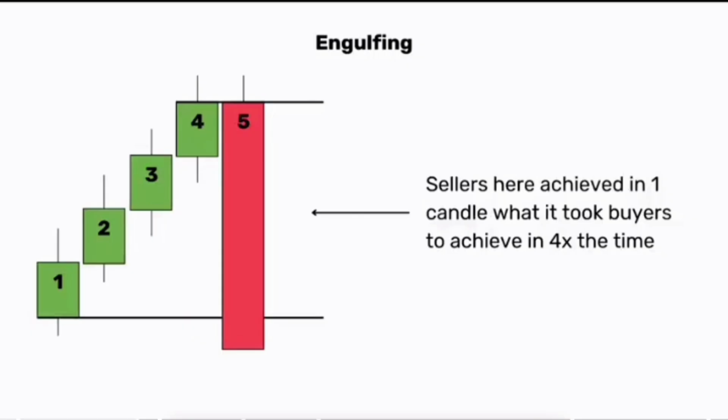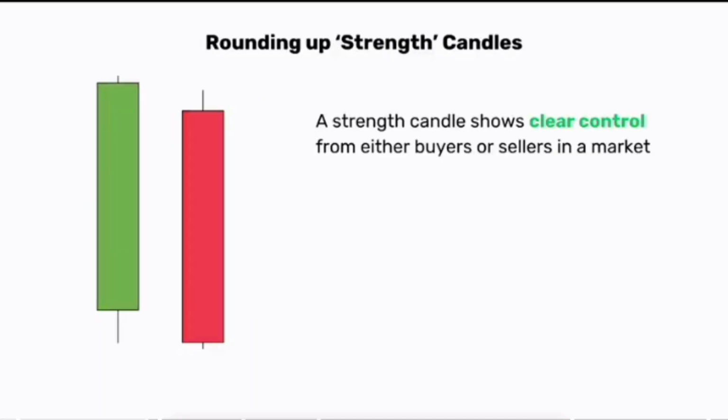And in this time period, sellers have achieved more in one candle than it took buyers to achieve in 4 times the time, okay? 4 times the amount of candles. So if we were on an hourly chart here, we see 4 hours of bullish price action reversed in one single hour, showing clear control from the sellers, seller strength, and therefore opening the doors to new downside trades or selling opportunities.